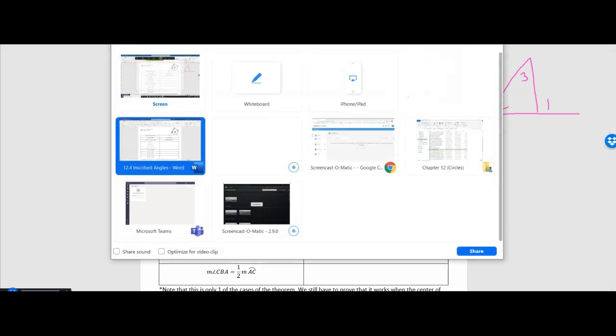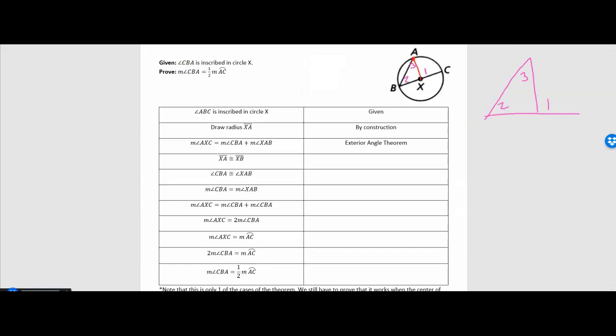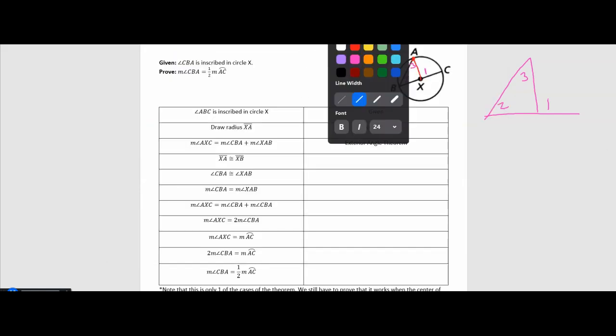Nothing to really put on our diagram there.